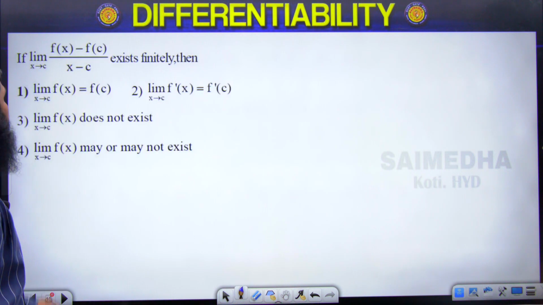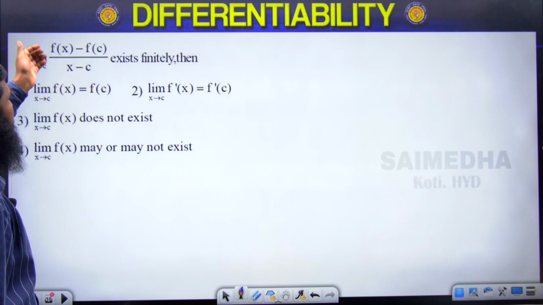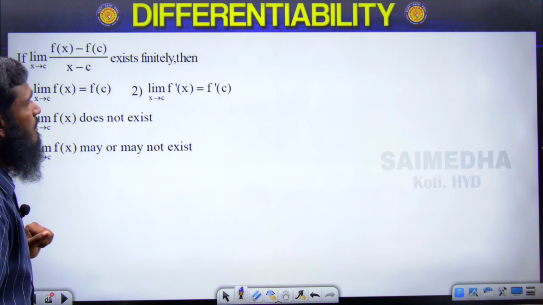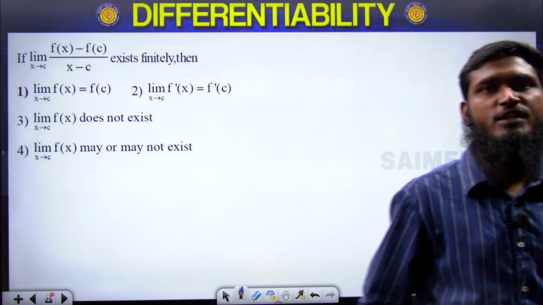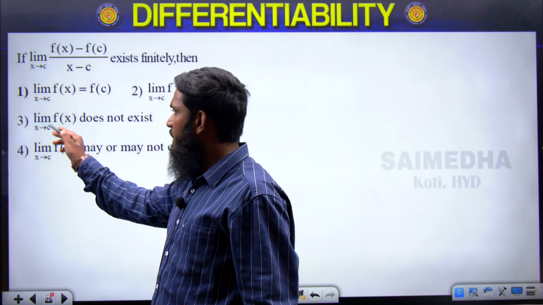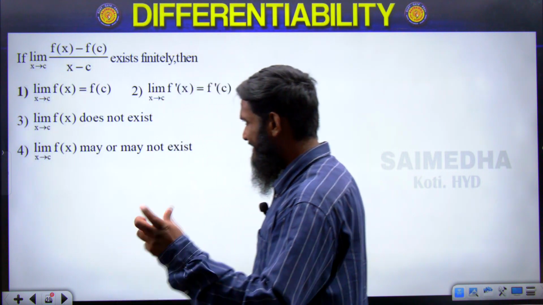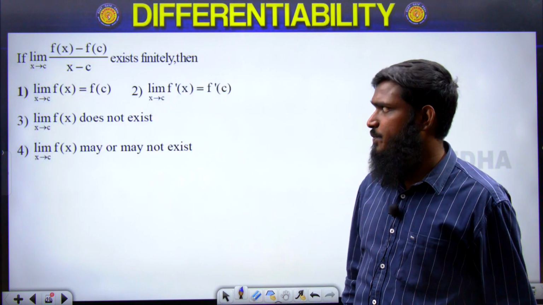Now let us see the next question. If limit x tends to c, f of x minus f of c by x minus c exists finitely, then. Now just now we have discussed, the function is differentiable. Whenever the function is differentiable, it will be continuous also. So if you are seeing this concept, limit does not exist, that is wrong. May or may not exist, that is also not exactly correct. Dash part is given. We are not discussing any dash part over here.